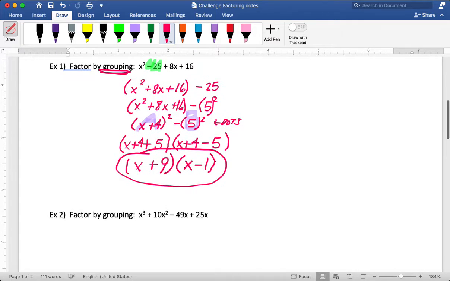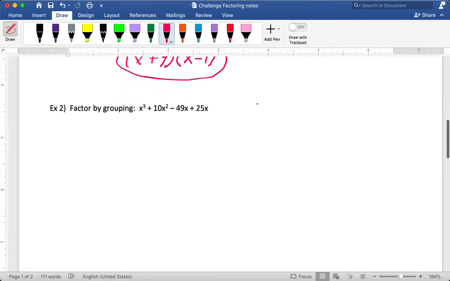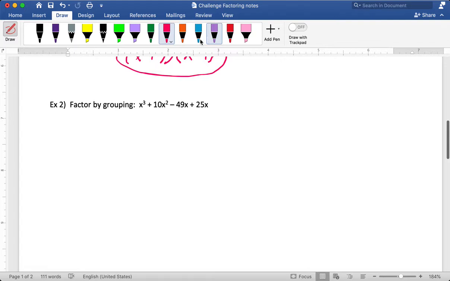All right, let's try the next one. Now remember, you always have to look for a GCF. We looked for a GCF in the last problem and didn't find one. But if you look at this problem, this has 3 x's, this has 2 x's, this has 1 x, and this has 1 x. So there is a GCF. And remember, you should always factor out a GCF first.